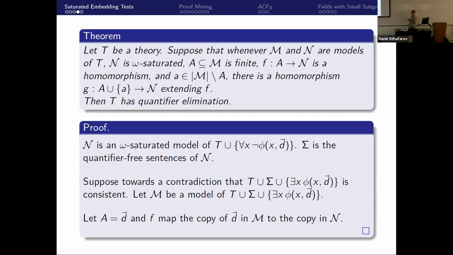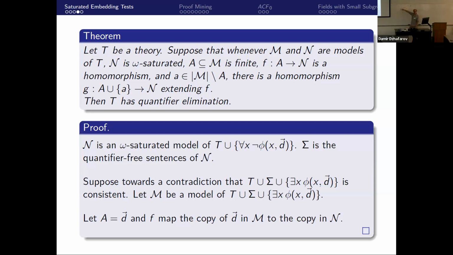These two models share elements D and they agree on sigma. So in particular, they agree on the quantifier-free facts about D. So they can really share these elements D. And then our assumption is that I can take the element A, which is in M, and I can map it to M.